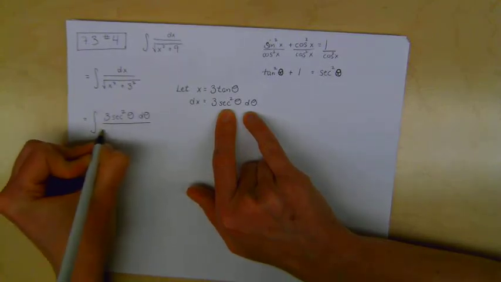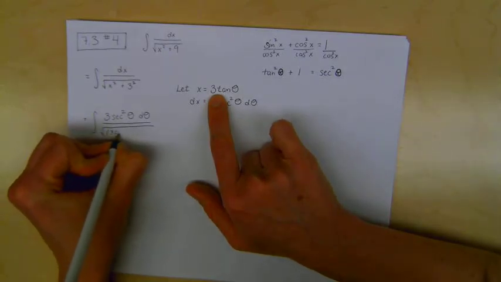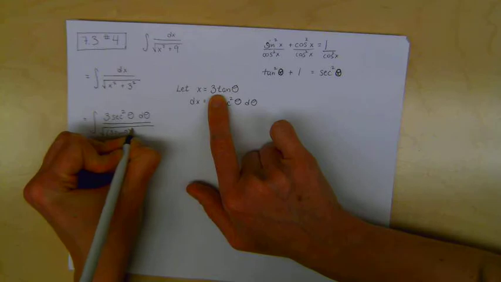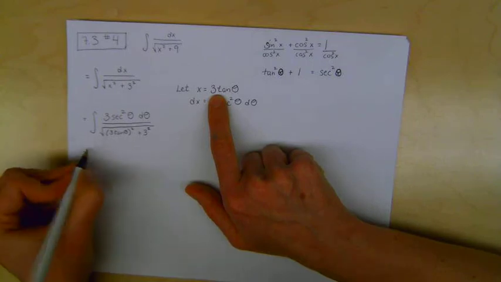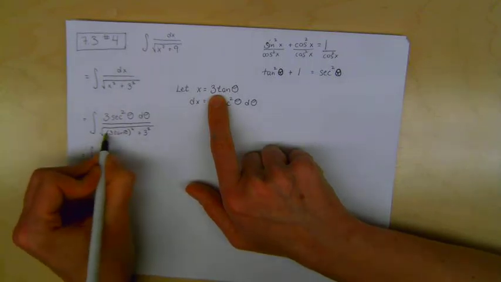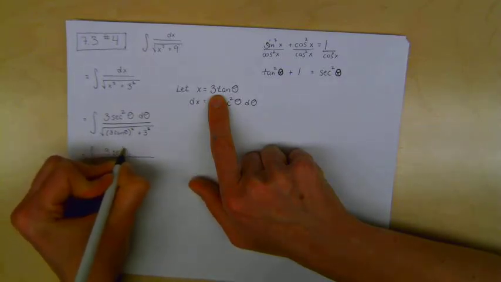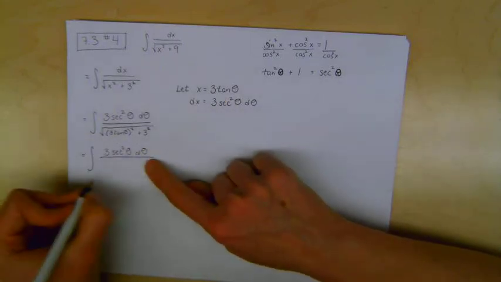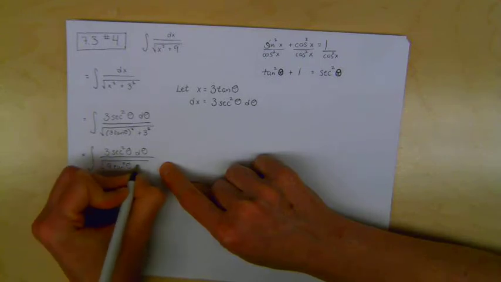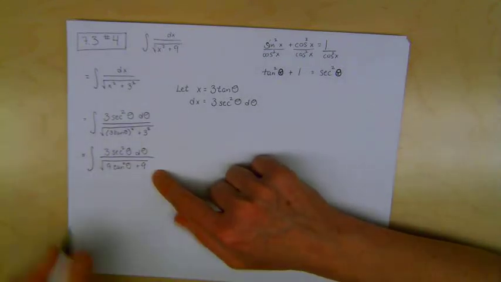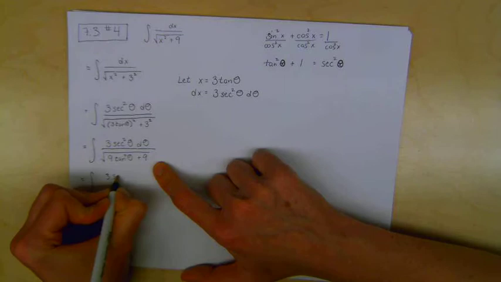In the denominator, my x squared becomes 3 tangent of theta all squared plus 3 squared. And I'm being really explicit in my work here. When I square the 3 tangent of theta, I'm not going to do anything to the numerator yet. This in the denominator becomes 9 times tangent squared plus 9. I can factor a 9 out of each term. Again, not doing anything with the numerator yet.